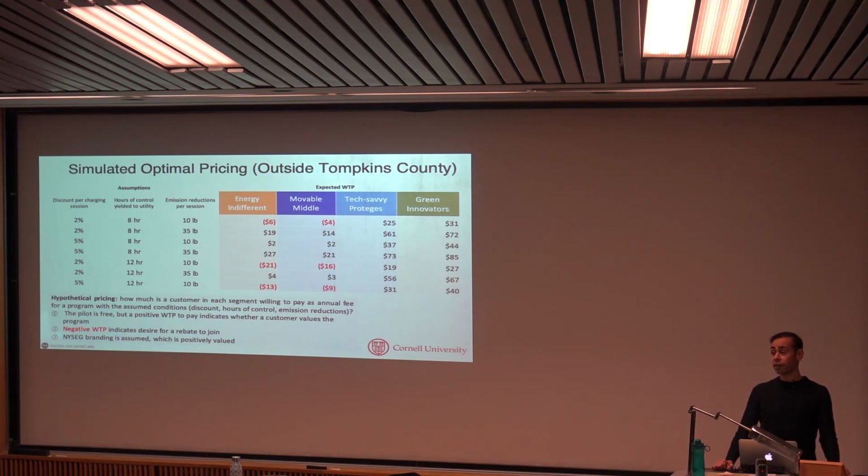This is outside of Tompkins County, and you can see that because outside of Tompkins County people are less green, there are more red valuations appearing in this table. The hypothetical programs are exactly the same, but outside of Tompkins County, people would be less likely to join a program of smart EV charging.